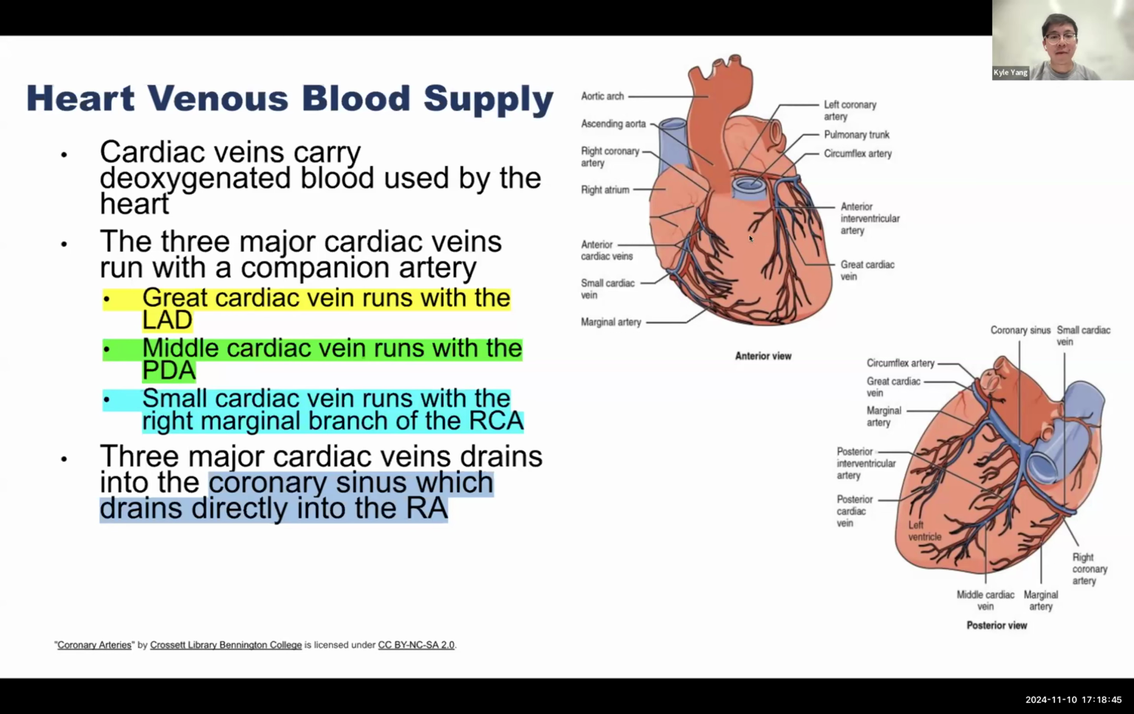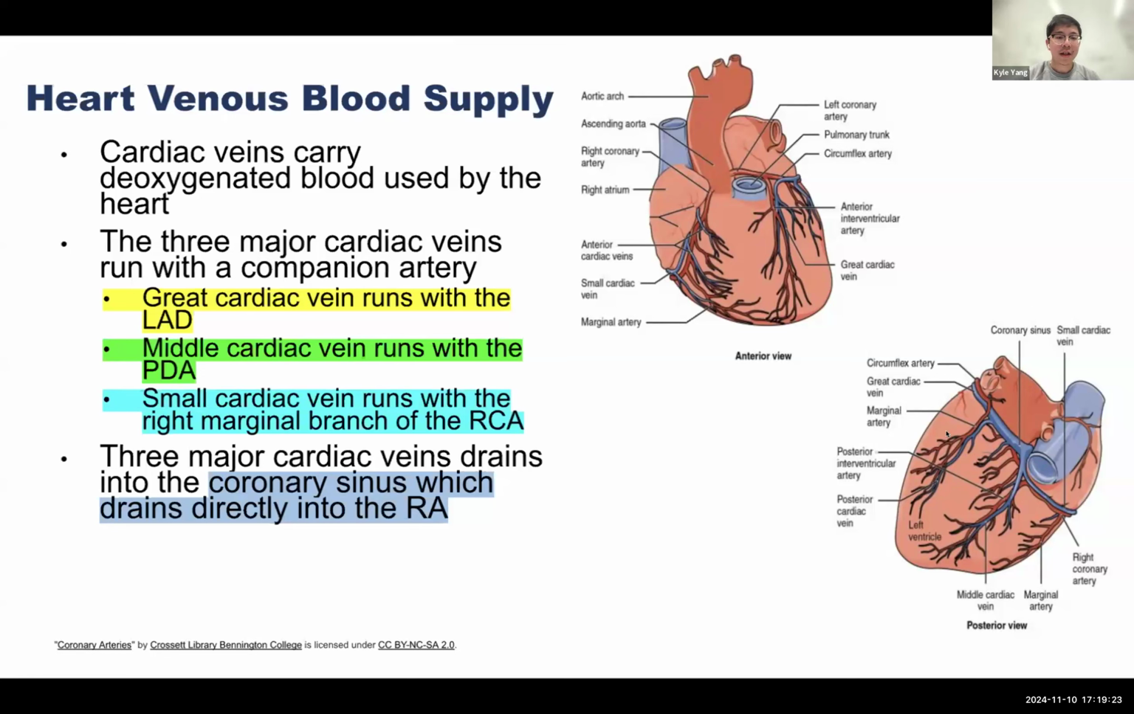Okay. Moving along to the deoxygenated side of this, we have cardiac veins that carry deoxygenated blood from the heart, and there's really three main ones, and they run with their companion arteries. So we have your great cardiac vein, which runs with your left anterior descending artery, which is right here. So you see your great cardiac vein really follows the same path as your left anterior descending. You have your middle cardiac vein, which runs with the posterior descending artery, again shown right here. And you can see that it really follows the path of your PDA. And then you have your small cardiac vein, which runs with the right marginal branch of your right coronary artery, which is right here.